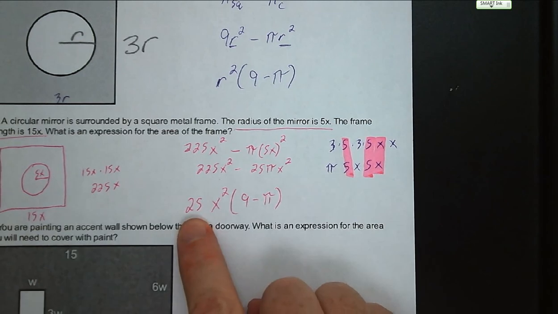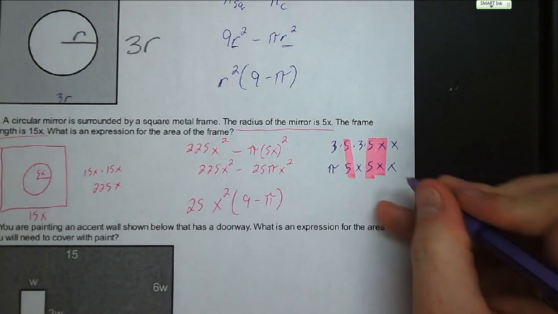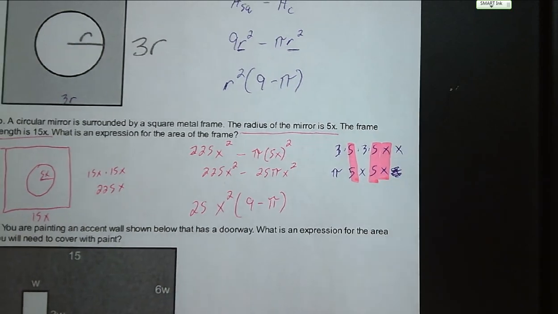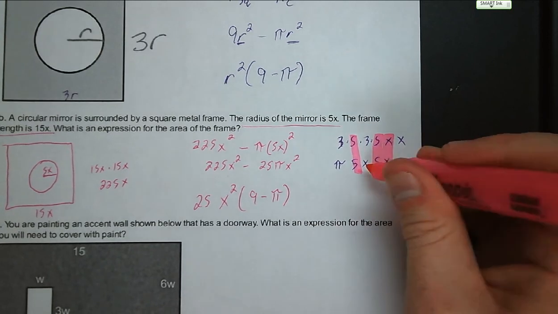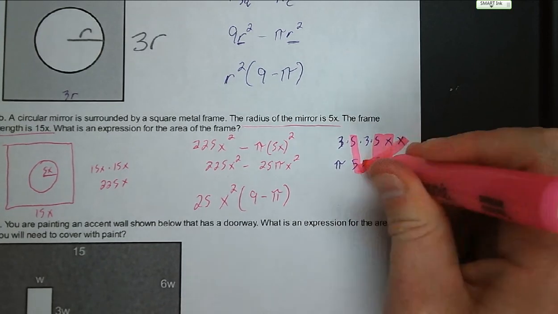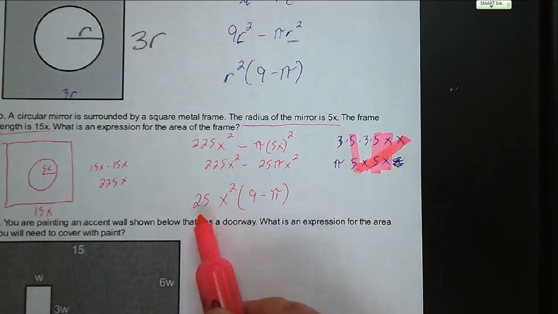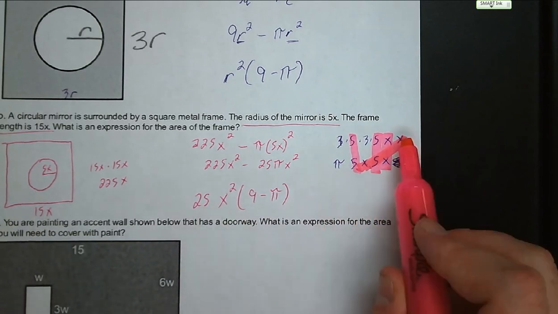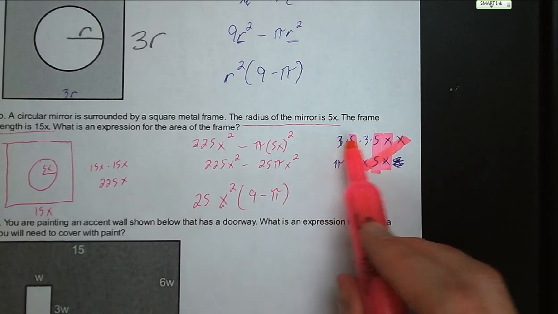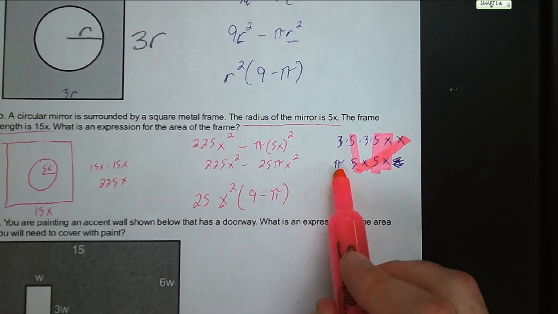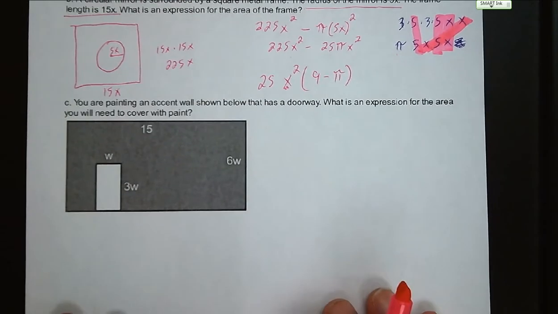Sorry, there are two x's here. Oh, that's what it is. The x's are kind of diagonal of each other. That's why I got confused. So we've got 5 times 5, 25, and x times x, x squared. What am I left with? 3 times 3 is 9, and pi. Okay? All right. Last problem, letter C.